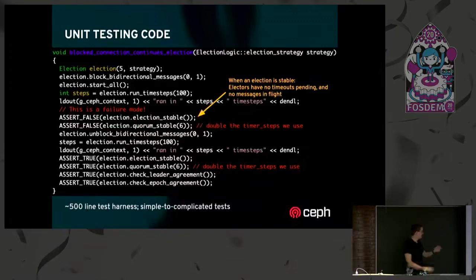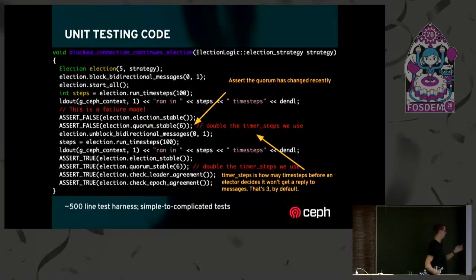And then here we have a bunch of assertions. So we have this test for is the election stable, meaning that there are no timers. If an election is stable, there are no timers or messages queued. And since in this one we blocked the messages, we expect that they can't resolve, so it will not be a stable election. And we will expect that the quorum has changed recently. So by recently, I doubled the number of timer steps. That's how long a timer lasts, because it takes two time steps for a round trip message. So things time out after 3 time steps, and I just doubled that for how long the quorum can take without changing. And so we say, hey, it didn't finish.